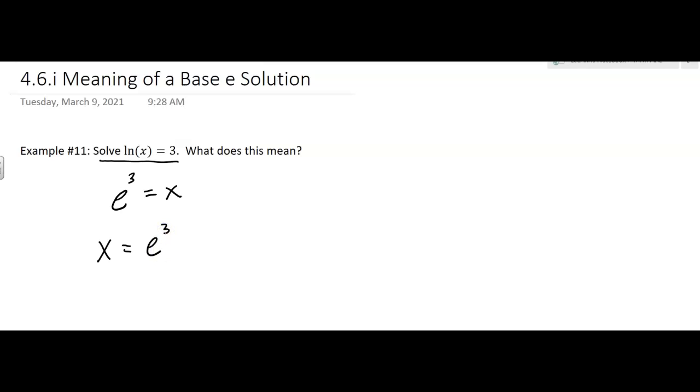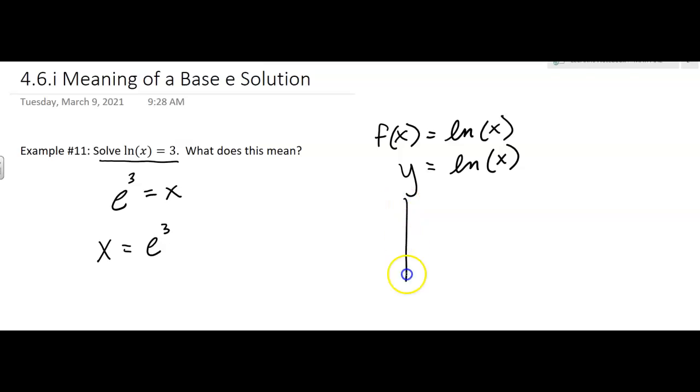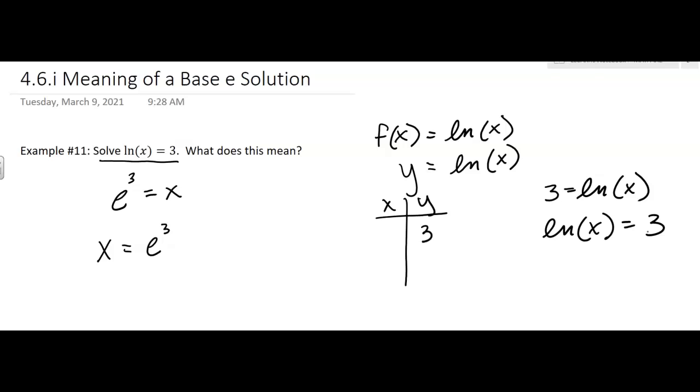But what does all that mean? Well, let's say you had a function like f of x equals the natural log of x. You could write that as y equals the natural log of x. And you could say, I want to make a table of values, so you have x and y, and you put in a 3 for y. Then you're saying 3 equals natural log of x. Or, if you want to write it the other way, so it looks like the equation we had, you get x equals e to the power of 3. That's what we just did over here, by changing it, right?